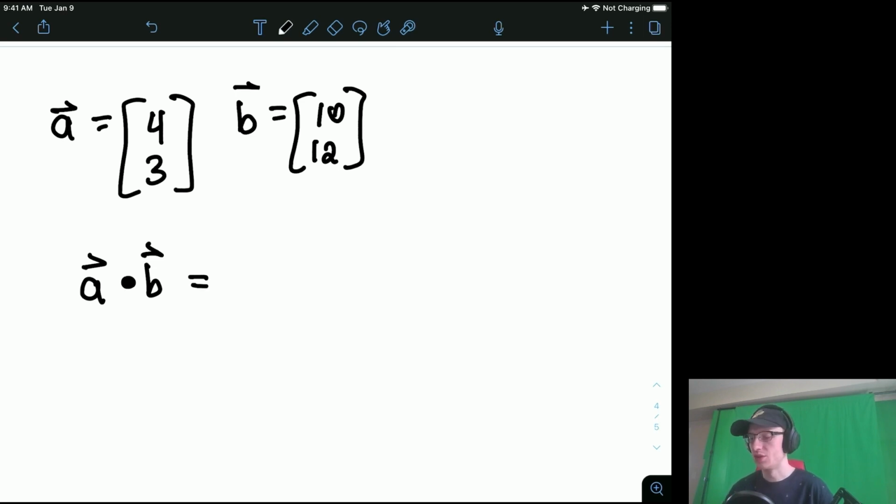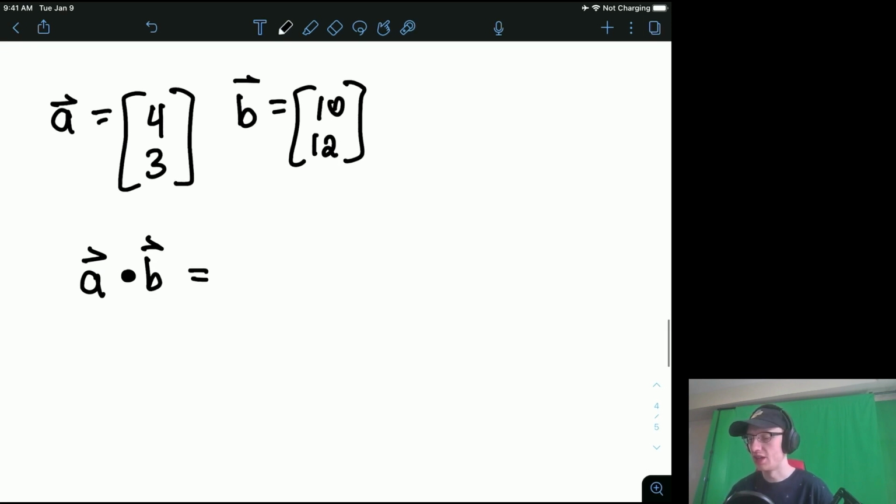So this is equal to, we get the first component of A, which is 4. I'm actually now just going to write multiplication as putting brackets beside each other like this. So 4 and then 10. So that's this component times that component. We take those two and then we add that to this component 3 times this component over here with B, 12. Okay, so we take each of the matching components.